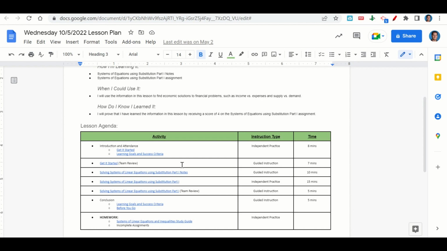At the end of class, we'll go back over our learning goals and success criteria while you fill out your Before You Go. Your only homework for tonight is to continue working on the systems of linear equations and inequality study guide and any incomplete assignments that you may have.